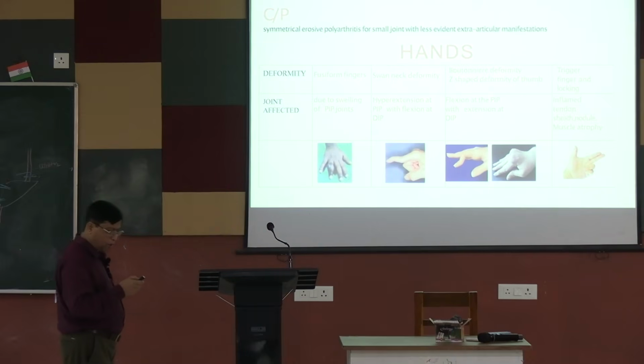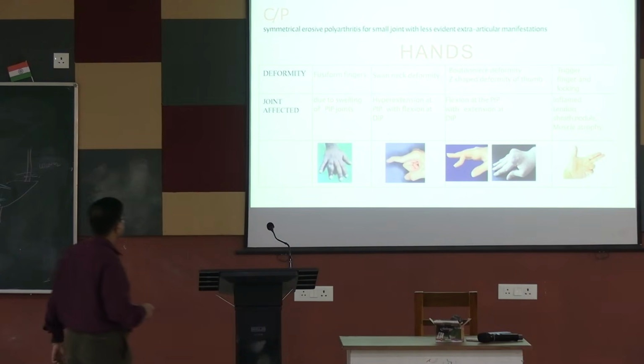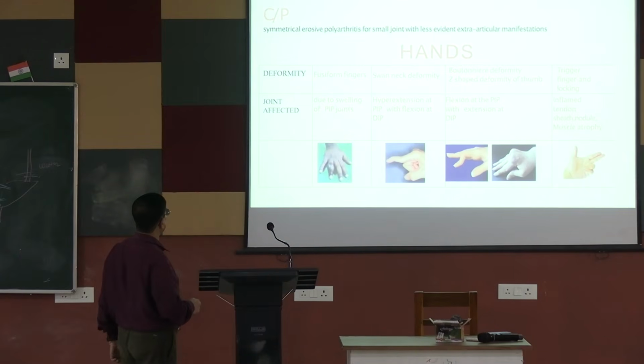Anyway, if you can see it, deformity is that you see the joint is affected. Here there is a swelling in the PIP joints. The proximal interphalangeal joints are swollen.